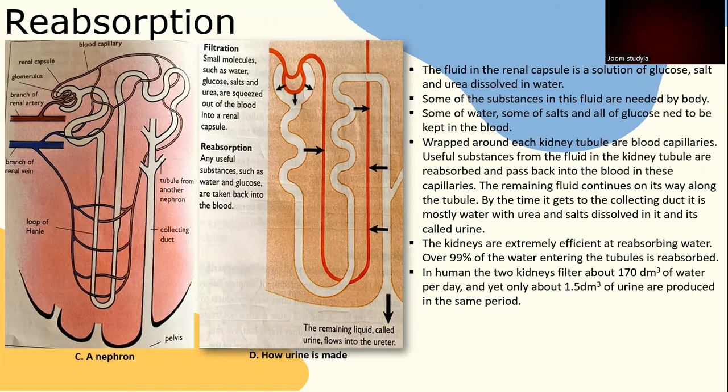In humans, the two kidneys filter about 170 cubic decimeters, which is equivalent to 170 liters of water per day, and yet only about 1.5 cubic decimeters of urine are produced in the same period. 1.5 cubic decimeters is equivalent to 1.5 liters of urine produced in the same day.